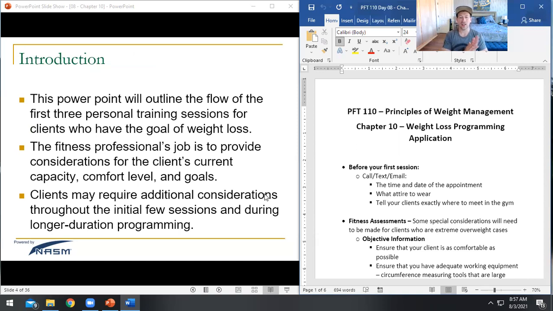So we're going to outline the flow of our first three sessions. Our job is obviously to make sure that we are the Sherpa to our clients' weight loss goal. We're getting them to where they're at through our knowledge and understanding of how to practically apply all of these physiologic lessons that we've been talking about for the last 6 weeks.